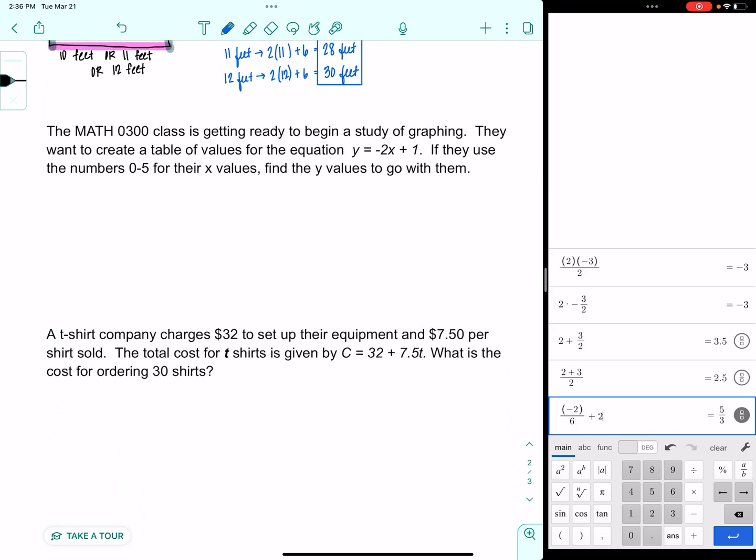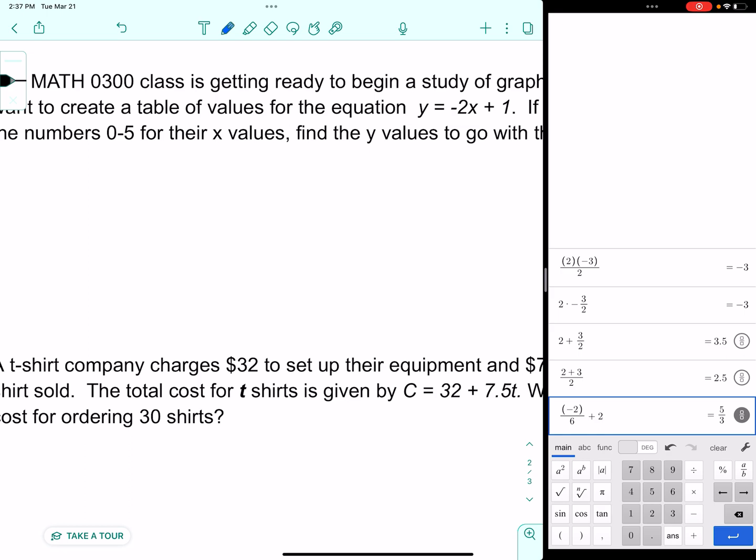Okay, the next one says the Math 0300 class is getting ready to begin a study of graphing. They want to create a table of values for the equation y equals negative 2x plus 1. If they use the numbers 0 through 5 for their values, find the y values that go with them. Now, a long time ago, in a galaxy far away, you learned to graph. For some of it, it has been a whole lot longer than others, but that's okay.